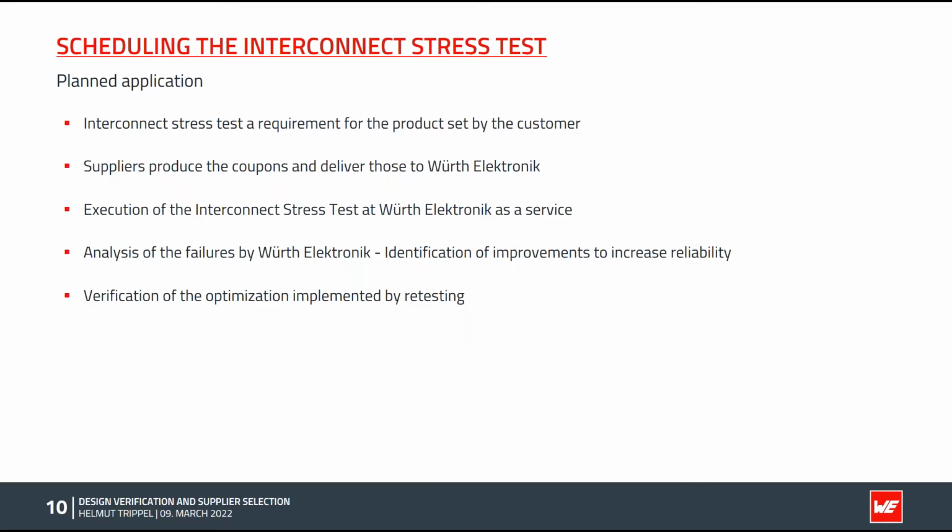Based on our input, he was able to implement those. And we also did a verification of the optimization implemented by retesting it. And we have seen a huge change, and the new number of cycles that he achieved in this case will suffice for the customer as well, for the assembly customer.